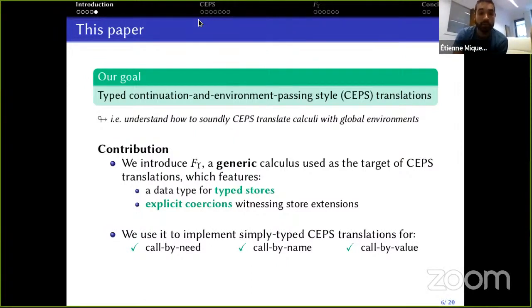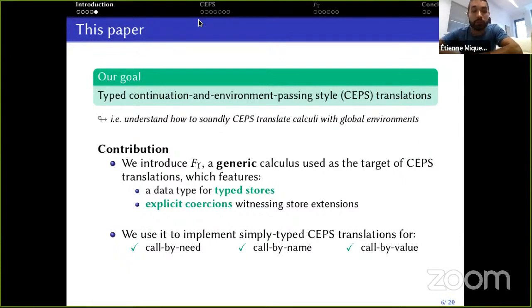Right. So indeed the paper that we wrote with Hugo Herbelin is about continuation and environment passing style translations. That's a long name to say that these are some kind of CPS translation that are, I guess, most well known, to which we want to add something to take into account a global environment. So you can think of a compilation process during which you want to have an environment that you pass also with the continuation. And we want to type the whole thing, and that's the main difficulty.